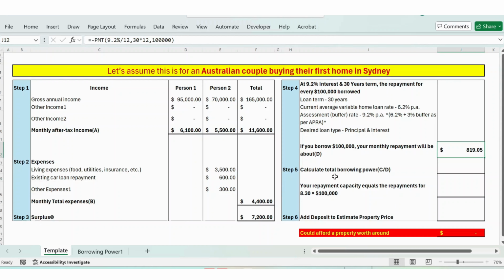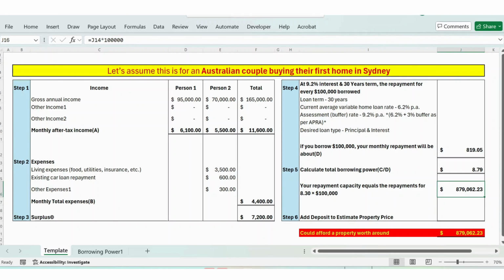Step 5 is to calculate the total borrowing power. For this, I take the surplus amount, the income against expenses, whatever surplus we got, divided by what we have here, that's monthly. Press enter, and you get the total borrowing power. Now I take this total borrowing power multiplied by 100,000 and press enter. This will give me the total repayment capacity.